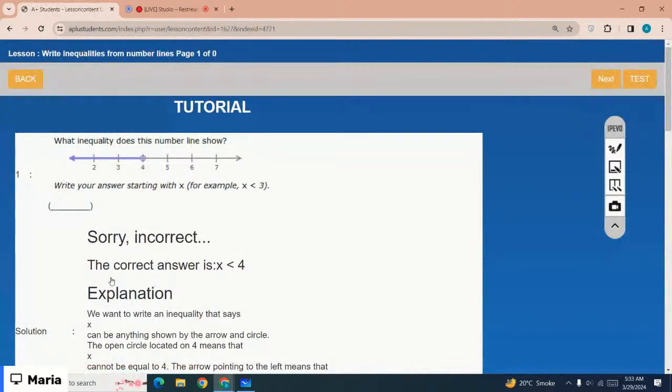In the previous lesson, we learned how to graph inequalities, right? And now here we are given a graph. We have to write down the inequality, right? Okay, just look at this number line.